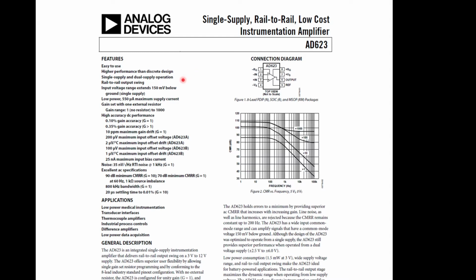Then it says we've got a rail-to-rail output swing as well, which means that the output can move from whatever the negative supply rail is to the positive supply rail. So we've got a good range of operation, and we talked about that last week as well. Now this is interesting. The input voltage range extends 150 millivolts below ground on a single supply, which means that you can actually input negative signals into it when it's operating on a 0 to 5 volt supply, allegedly.